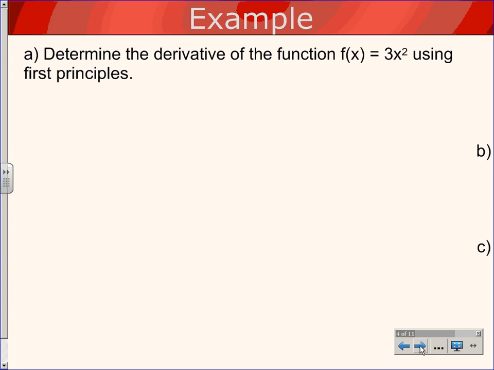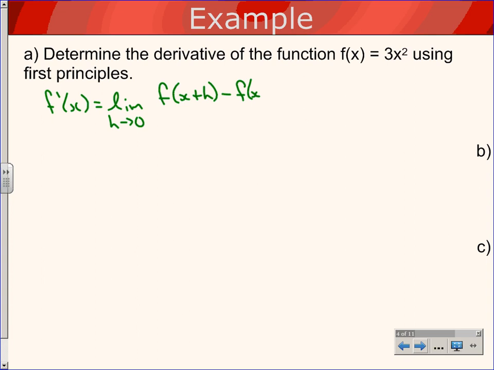All right, here's our next one. Actually a little bit simpler, but I've got a couple of parts to it, which is going to lead us to where we're trying to head today. It says determine the derivative of the function f of x using first principles again. So I have to do it using first principles. First principles means use the limit definition.